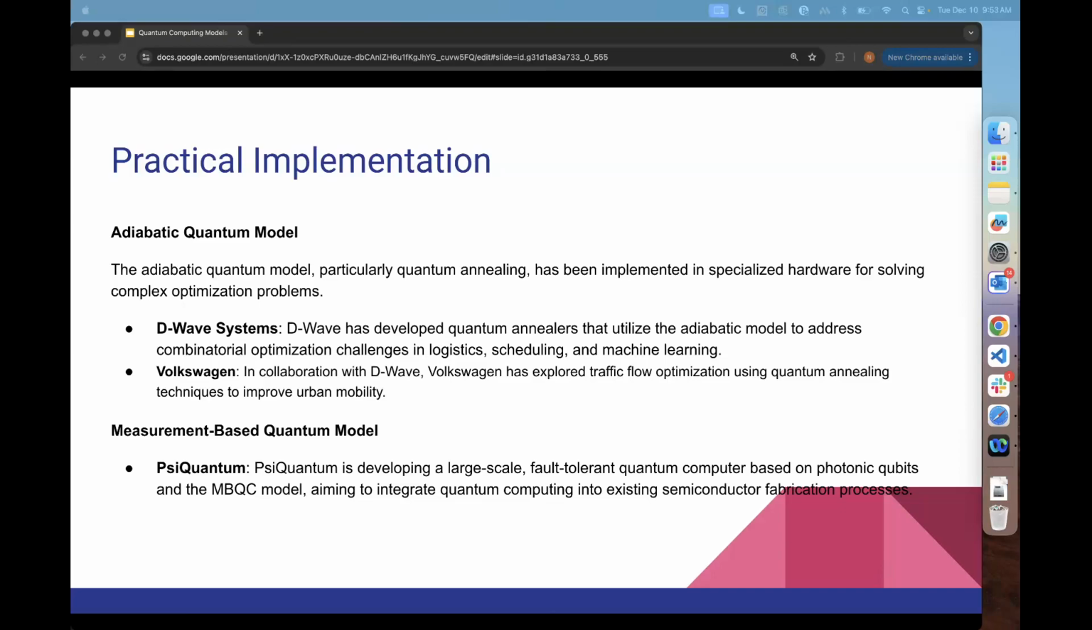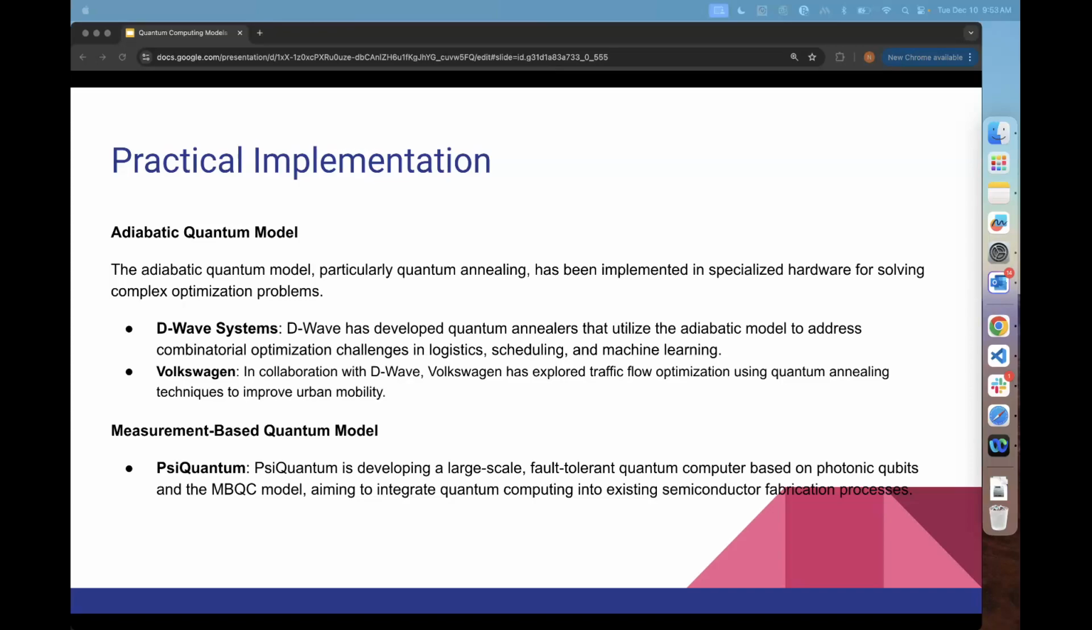There was a use case where D-Wave Systems was working with Volkswagen to explore traffic flow optimization using their quantum chips, and the results came out pretty good. They were able to divert traffic in such a way that there are no bottlenecks at peak hours.